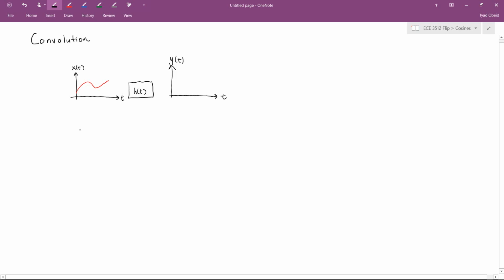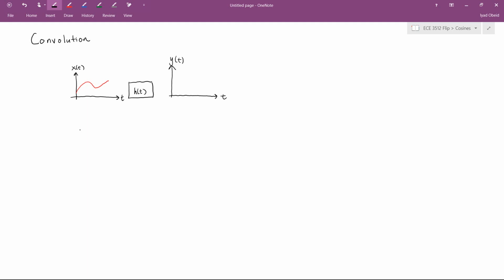In this video, we'll talk about the process of convolution. We'll introduce the concept and we'll derive the convolution integral equation. Convolution is very simply a method for combining two signals. You could think of adding two signals or multiplying two signals. This is just another operation that you can perform on two signals.